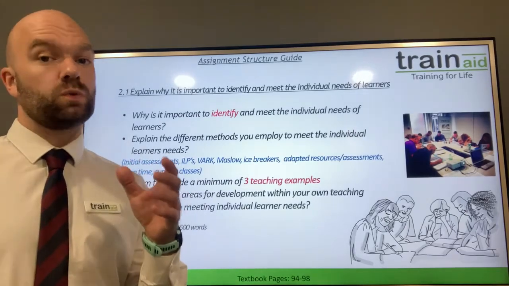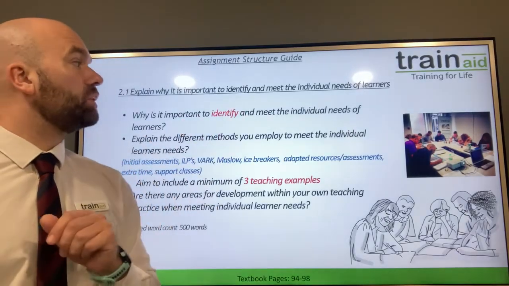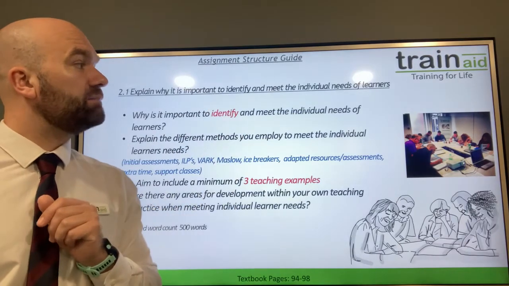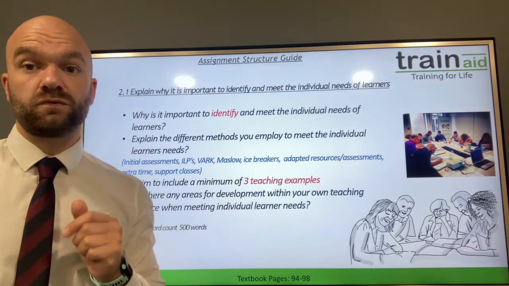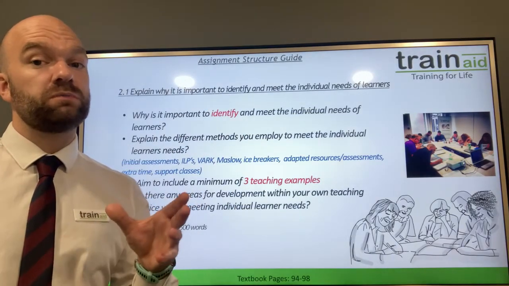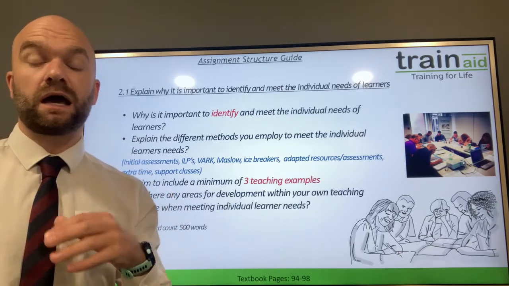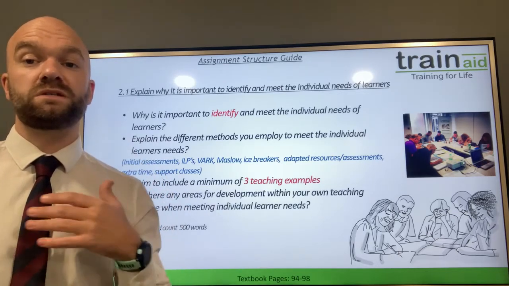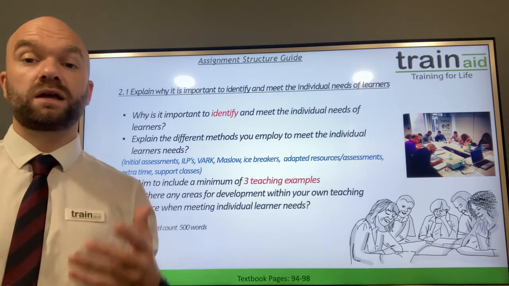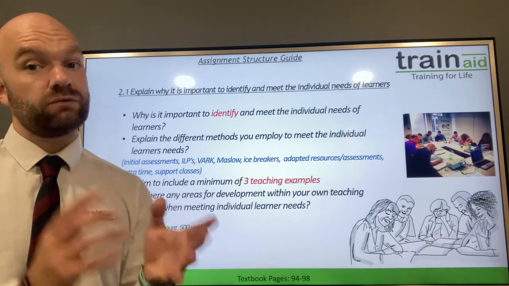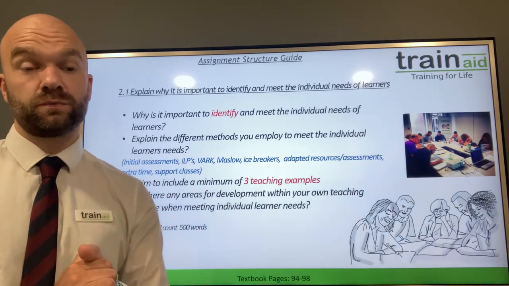Criteria 2.1 is to explain why it is important to identify and meet the individual needs of learners. For this assignment question, we are looking at why it is so important that we as teachers and trainers recognise and understand that every learner is an individual, okay?